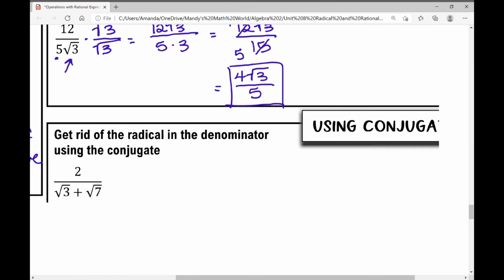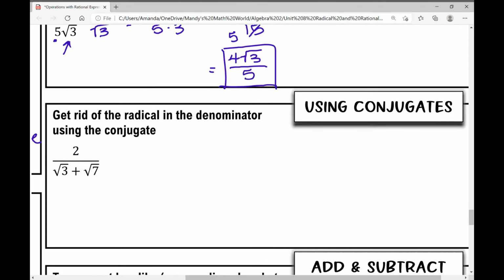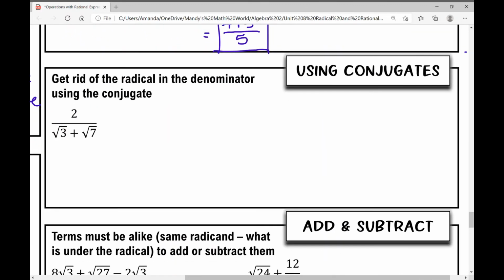So using conjugates. So let's say I have an expression in the denominator that involves radicals. So the square root of 3 plus the square root of 7. Well, to get rid of those radicals, I'm going to multiply by the conjugate. What's the conjugate of the square root of 3 plus square root of 7? It's the square root of 3 minus the square root of 7. What I do to the bottom, I've got to do to the top.